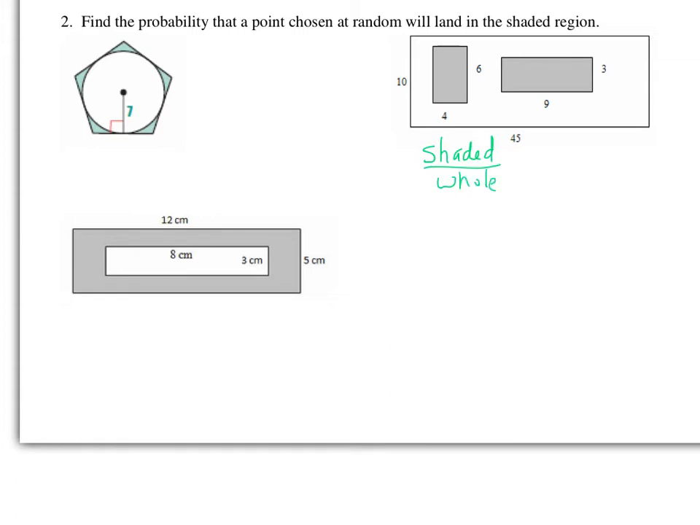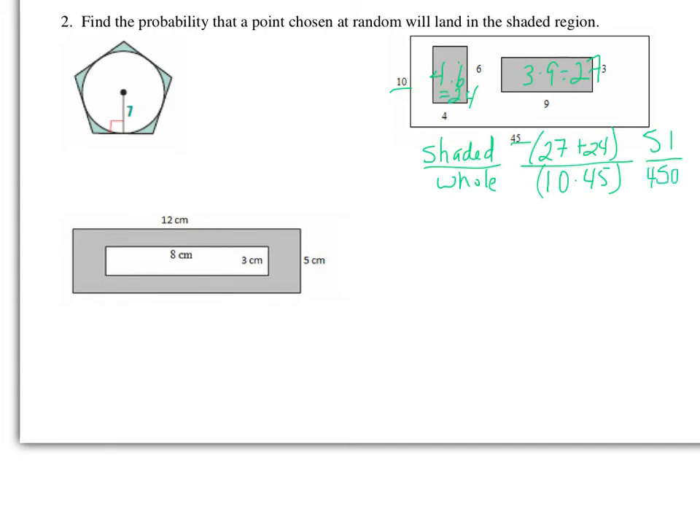To find the shaded area, and this one we don't have to subtract anything, it's just 3 times 9, which gives us 27, and then 4 times 6 gives us 24. So our shaded is 27 plus 24, which when we add that we get 51. All right, then for the whole area, we need to look at this 10 and the 45. So 10 times 45 will give us the whole area. When we multiply that, we get 450.